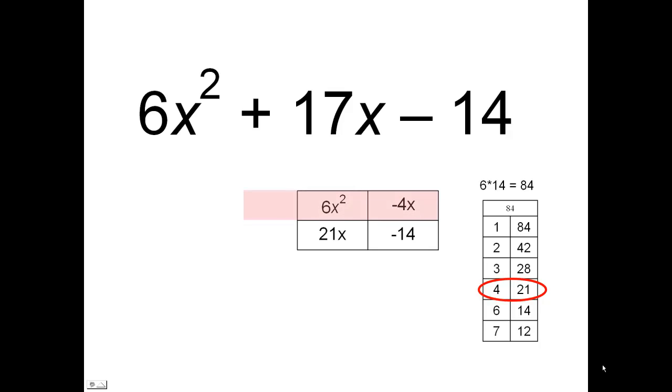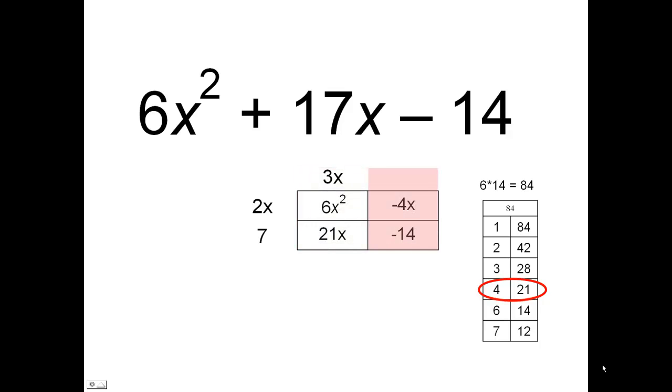Out of the top row we can factor out a 2x. 2 will go into both 6 and 4, and we can pull the x out. Out of the second row we can factor out a 7. In our columns, the first column, between the 6 and the 21 we can factor out a 3. And then from the x's, we can factor out an x to get 3x.